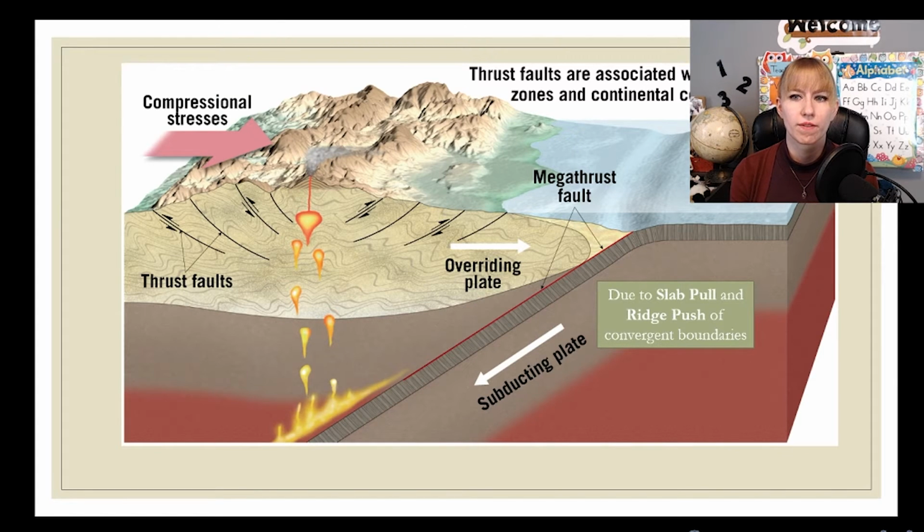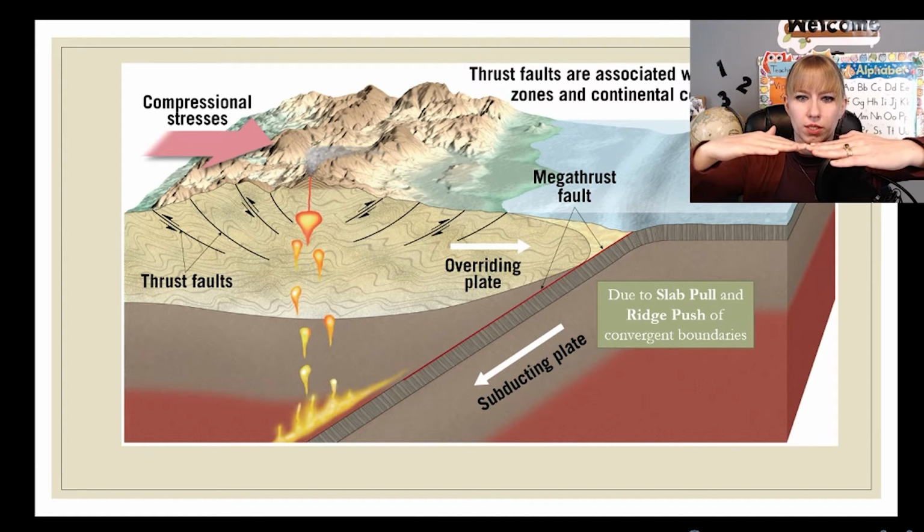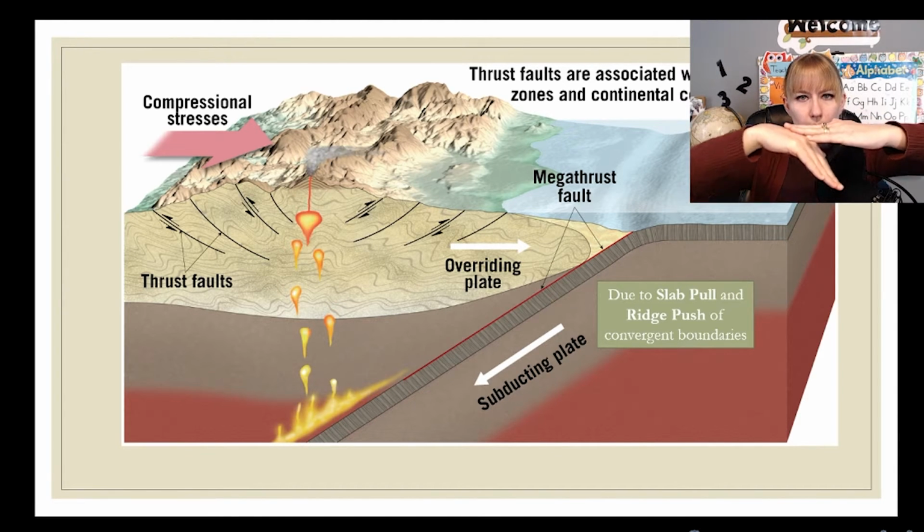So we can see here we have the subducting plate right over here. And again, it's not just going to easily go under, but it will form a megathrust fault as stress builds up due to slab pull and ridge push of the convergent boundary until it moves quickly.